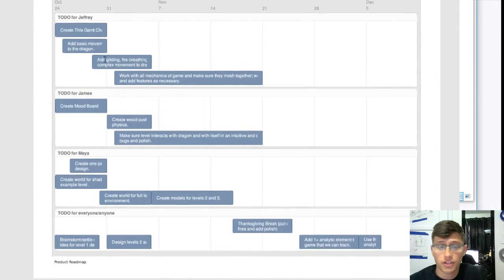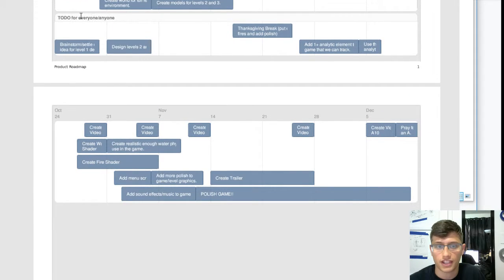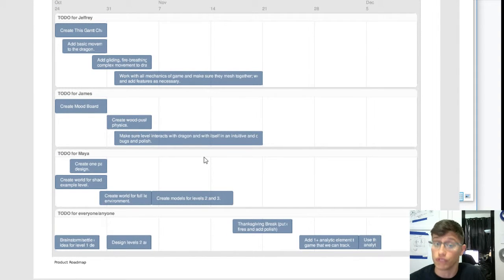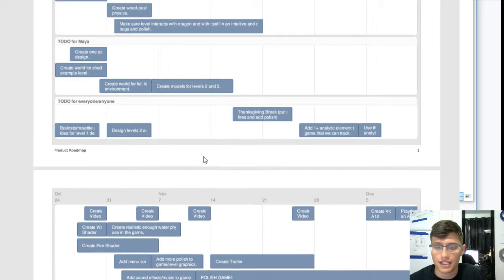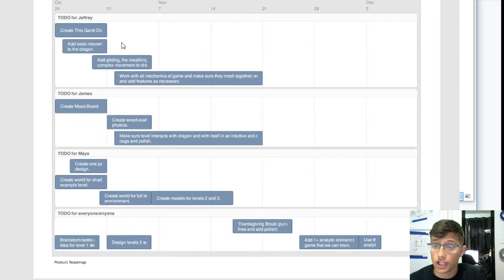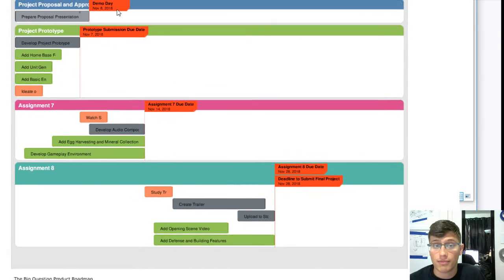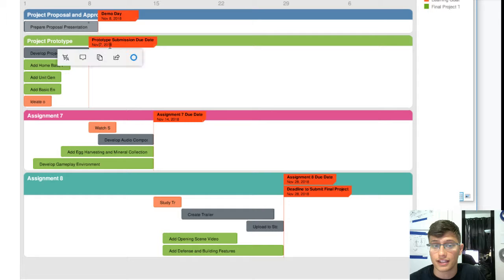So they did a really good job of splitting it up, and so they've got the to-do for this person, this person, this person, and then the to-do for everyone/anyone. So just be careful about sort of the anyone tasks, because you want someone to be held accountable for it, so you know who's going to be doing what. But if everybody needs to do a brainstorm session, then I think it makes sense to put in its own category. So I think these guys did a really good job. The only thing I would have liked to see here is using color to help draw the eye to certain things. I think that these guys did a great job of having this sort of like demo day and these different deadlines and sort of this bright red that draws your attention.